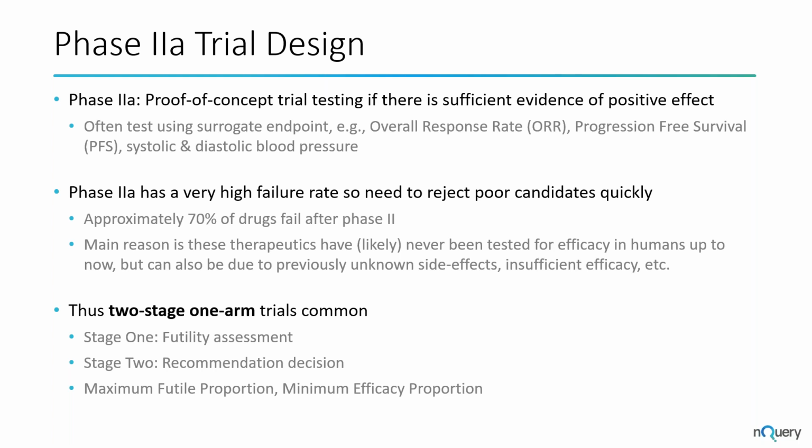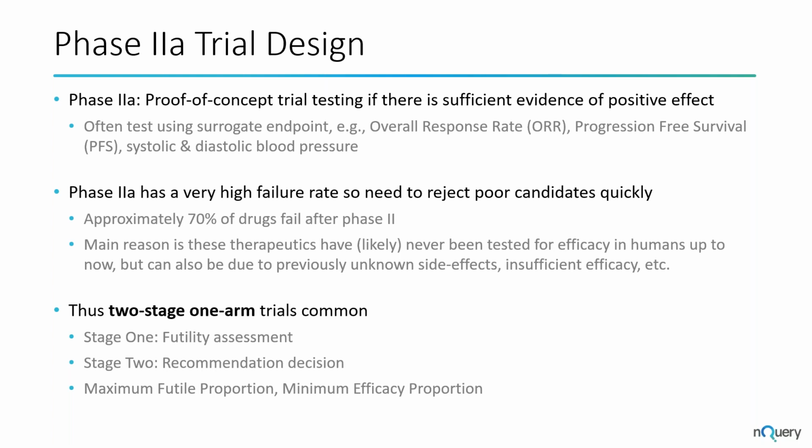The maximum futility proportion and the minimum efficacy proportion are used to define the decision boundaries for these designs, with the maximum futility proportion telling you the proportion of successes below which you will consider the treatment to have performed poorly. And then the minimum efficacy proportion is the fewest proportion of successes you would need to exceed in order for the treatment to be considered to have had a good response.